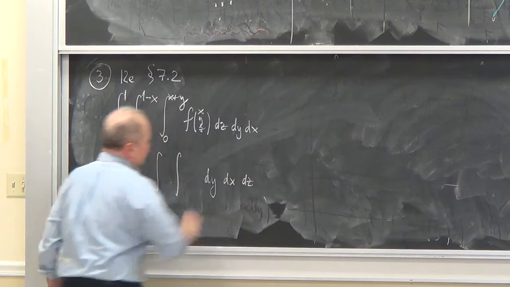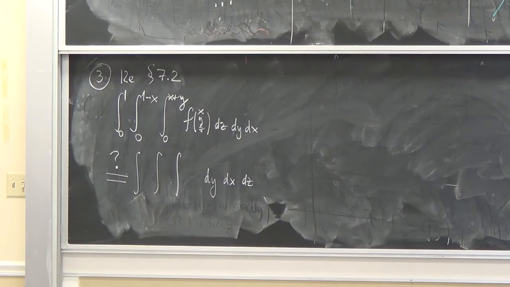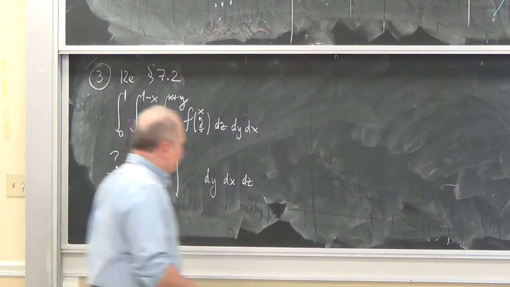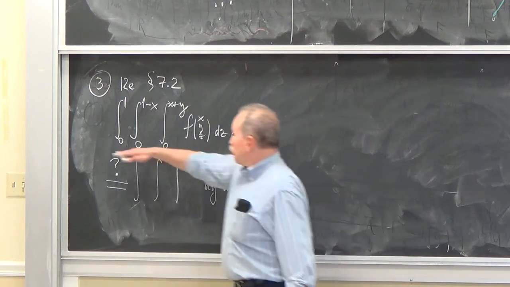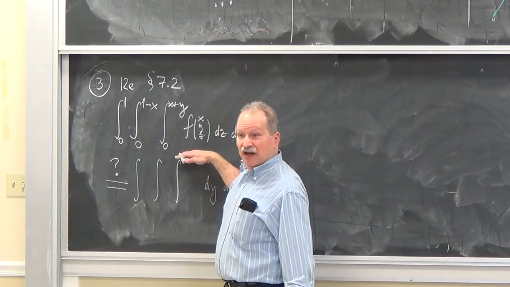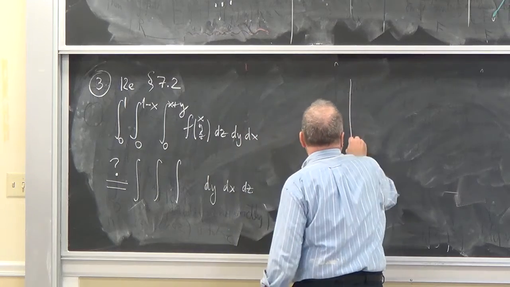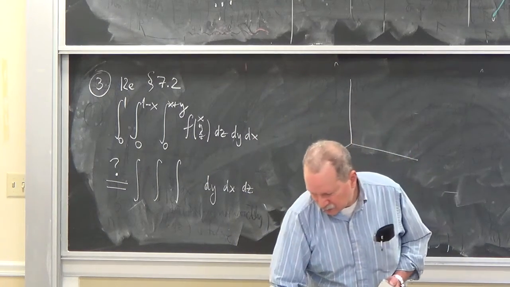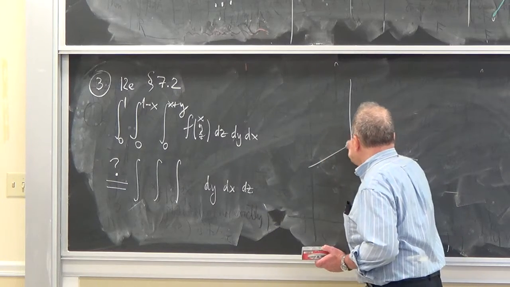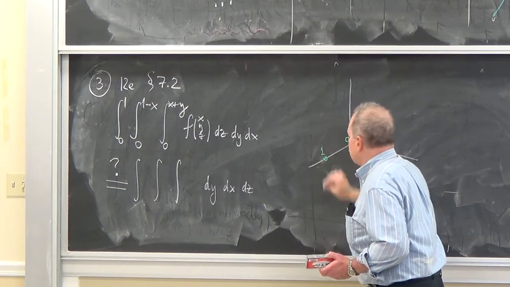So we've got to find our region. You've got to decide what the region is, and then figure out how you redo the iterated integrals. We may not quite finish this, but let's get started. You have to start with this and say, what does the region look like? So in the xy plane, x is going from 0 to 1. And for each fixed x, y goes from 0 to 1 minus x.